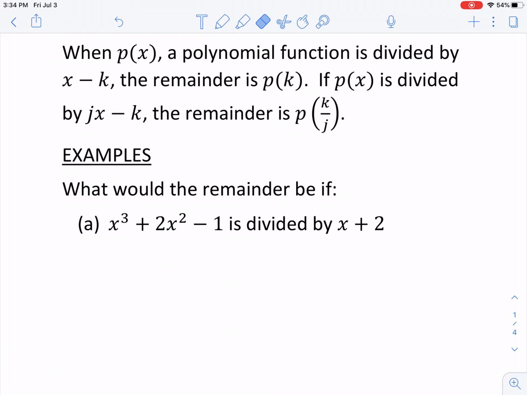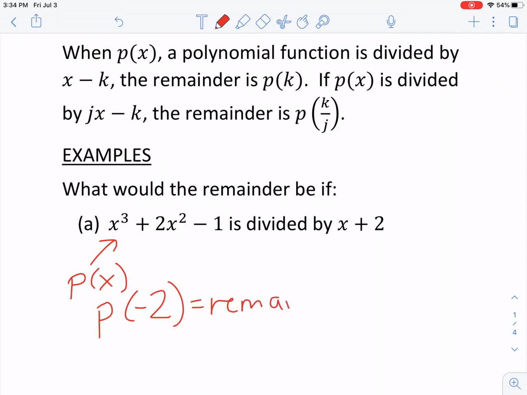What would the remainder be if a polynomial, we'll call it p of x, is x cubed plus 2x squared minus 1, and we take p of x and we divide it by x plus 2? So we could go through the whole process of long division, but if we know the remainder theorem, all we have to do is look at the value of p at negative 2, and that will be the same as the remainder when we divide.